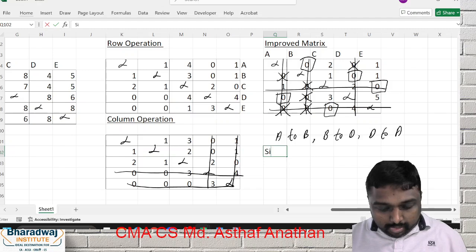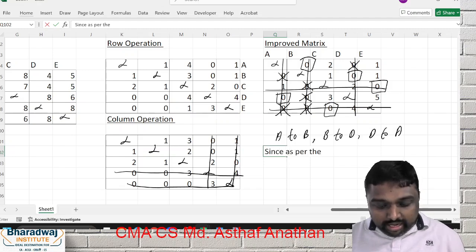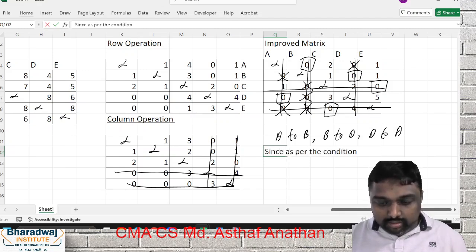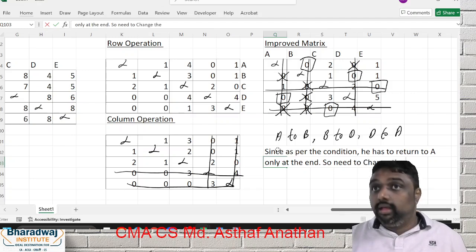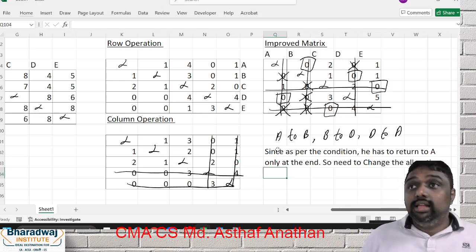Since as per the condition, he has to return to A only at the end. So we need to change the allocation. Are you clear, friends?